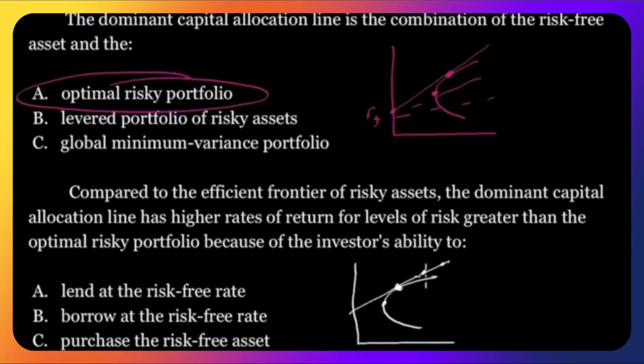There's a higher return. What is this called when we're on this part of the capital allocation line? We wouldn't want to be here. Why? Because for the same risk, we can get higher returns if we borrow. So because of the investor's ability to lend at the risk-free rate, borrow at the risk-free rate, or purchase the risk-free asset. Borrow. Remember, in between here, there's our lending portfolio. Anything out here is our borrowing portfolio.